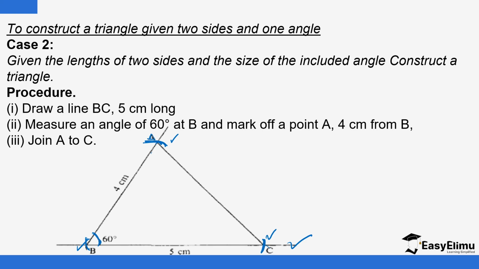So it's all about following instructions to the letter, the instruction that is given. Whether you're given two sides, whether you're given sides and an angle, or angles and a side, you just follow the instruction to the letter, and it will be very easy to construct the given triangles.